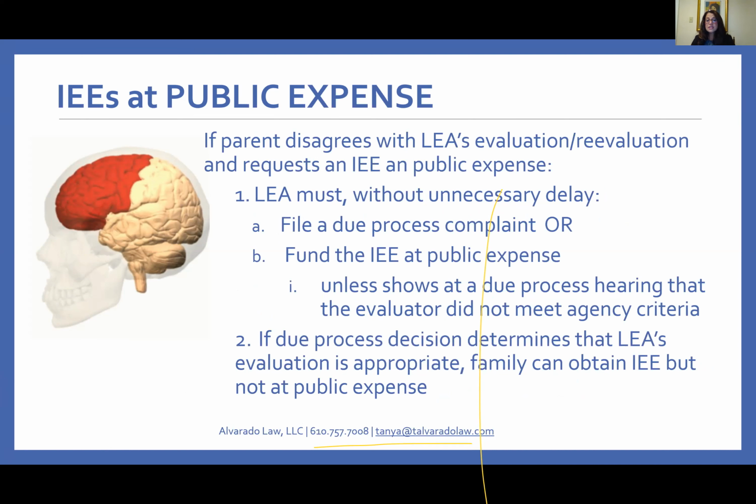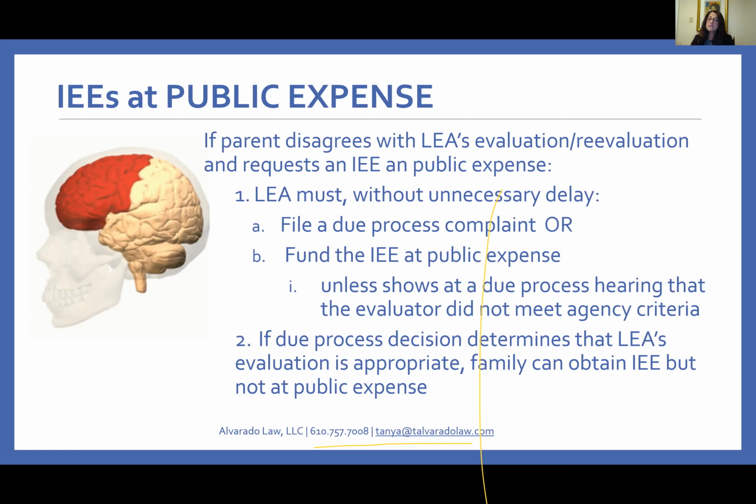There is no secret option number 3, which I see a lot, where the school district says, we can do that. We can do it better. We can do it faster. Please let us do it. That is not an option. They already had a chance. They already tried to evaluate the student.